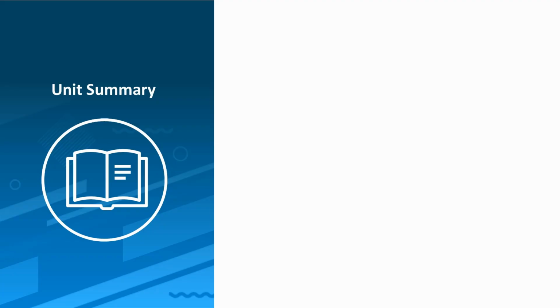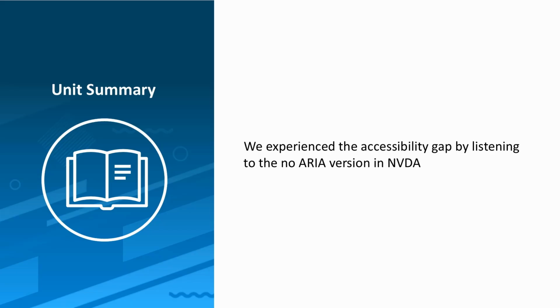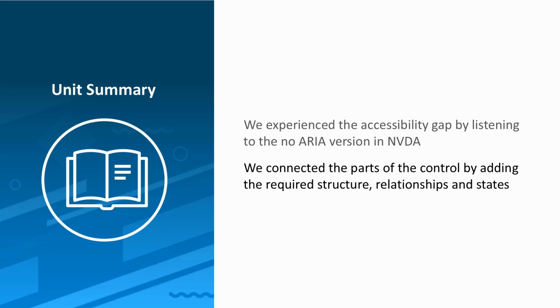In this unit, we took a date input, calendar button, dialog, and date grid and turned them into a working date picker control, starting with what doesn't work, then layering in what does. We experienced the accessibility gap by demoing the no ARIA version in NVDA, where the calendar relationship, selected date, current date, and focus date were not clearly communicated. We connected the parts of the control by adding the required structure, relationships, and states, including the labeled input, calendar button, dialog, grid, selected date, current date, and disabled dates where relevant.